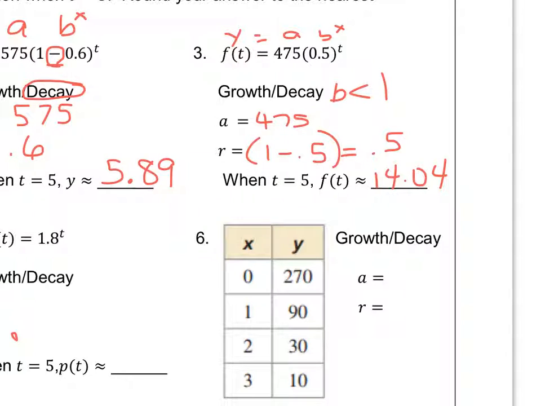Okay, on number 3, they tried to pull a little bit of a trick in that they didn't expand out what your growth or decay factor was. All they did was put that it was 0.5. Since we know that 0.5 is less than 1, we know we're dealing with a decay. So when we put it in as an equation, it would be 1 minus 0.5 equals 0.5.